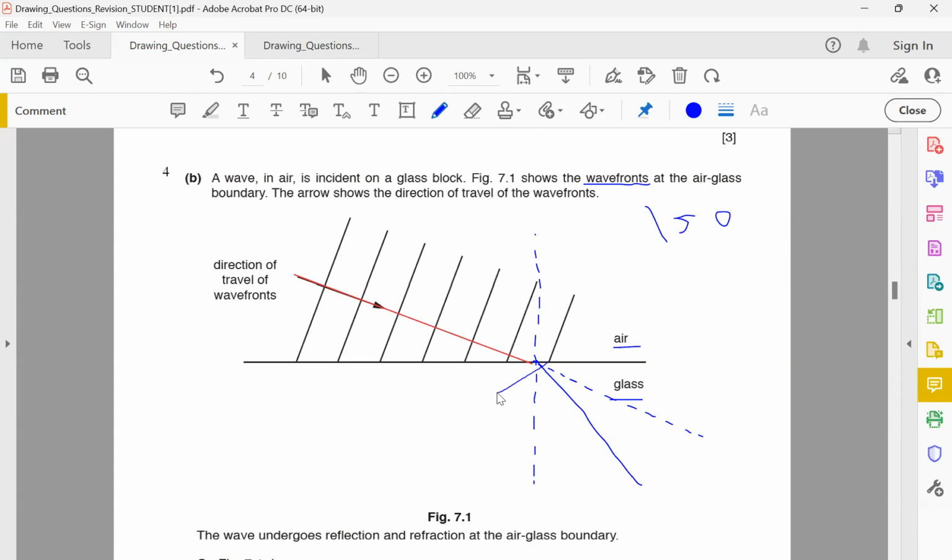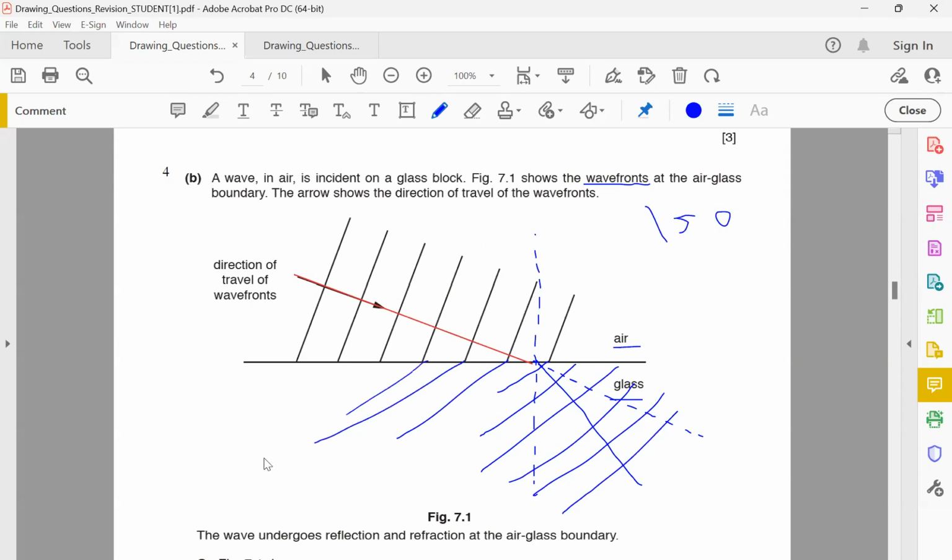You draw them making sure they are at 90 degrees, then you could either draw something like this, indicating that it has slowed down, or even if you drew something like this, it's correct. Just make sure that they are all parallel, then you have gotten your answer already. Yes, everybody? Any questions from this part here?